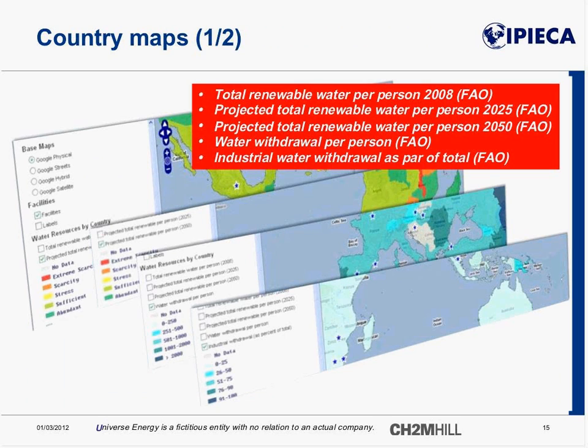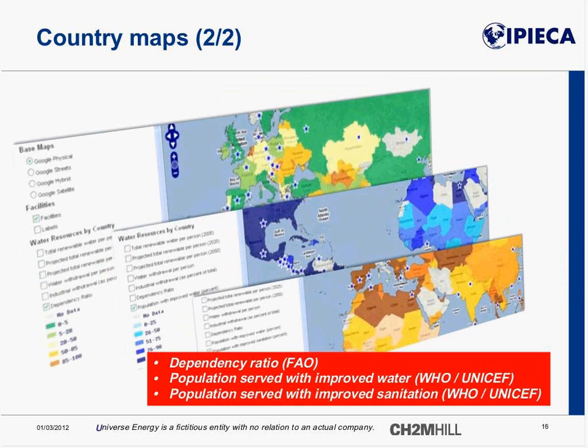These are the country maps that are on the World Business Council server, and once you've entered your information and connected to the server, you can see all of your sites plotted on these maps. We have renewable water per person in 2008 and projections to 2025 and 2050, and those are data sets provided by the Food and Agricultural Organization. Also, water withdrawal per person, industrial water withdrawal as a percentage of total, and dependency ratio, which is really important for countries that have to rely on water from other countries in order to have renewable water sources.